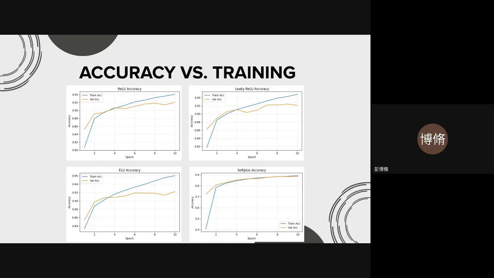ELU shows one of the best overall behaviors. Its training is smooth, its validation accuracy is high, and it avoids the zero gradient problem more effectively than ReLU. This suggests that ELU provides a good balance between optimization and representation power.